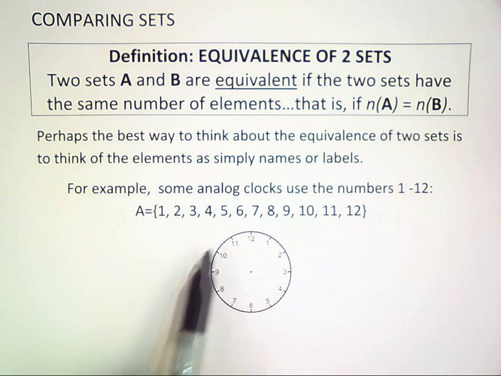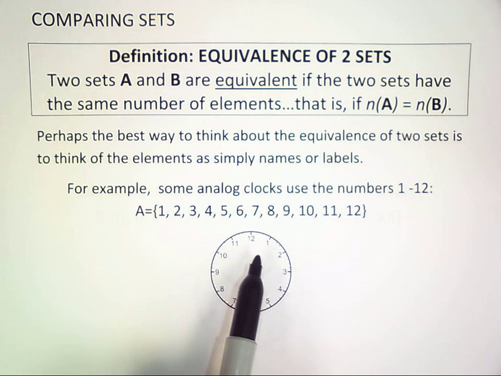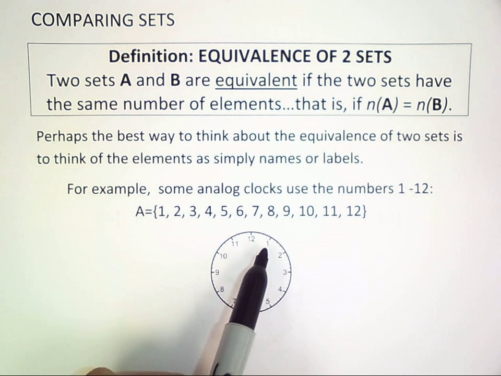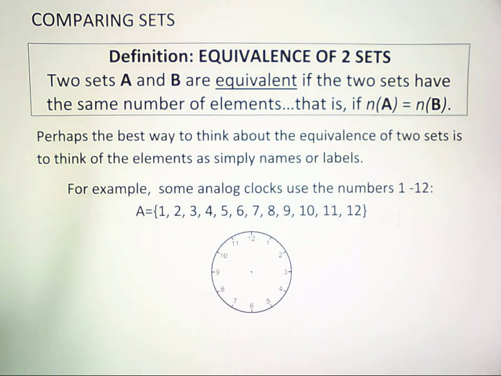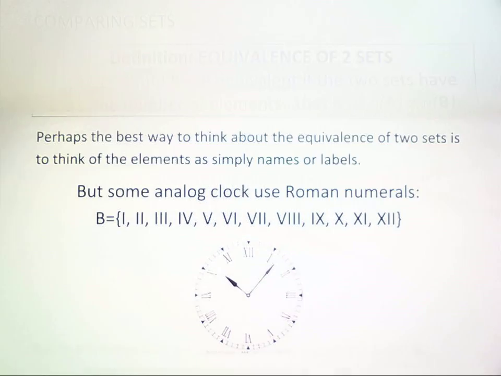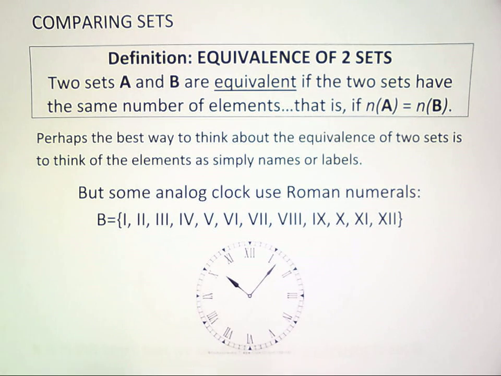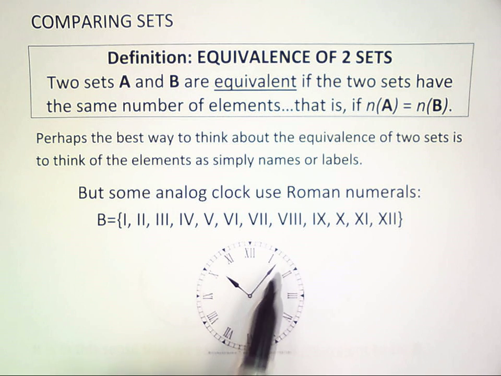Analog clocks are often labeled with their numbers just using regular Arabic numbers 1 through 12. But some analog clocks actually use Roman numerals. You've probably seen them. You would have a clock that would look like this, Roman numerals 1 through 12. But the time of day doesn't change based on which label you put on these things or which name you call them. So the analogy I'm thinking of is something like this.